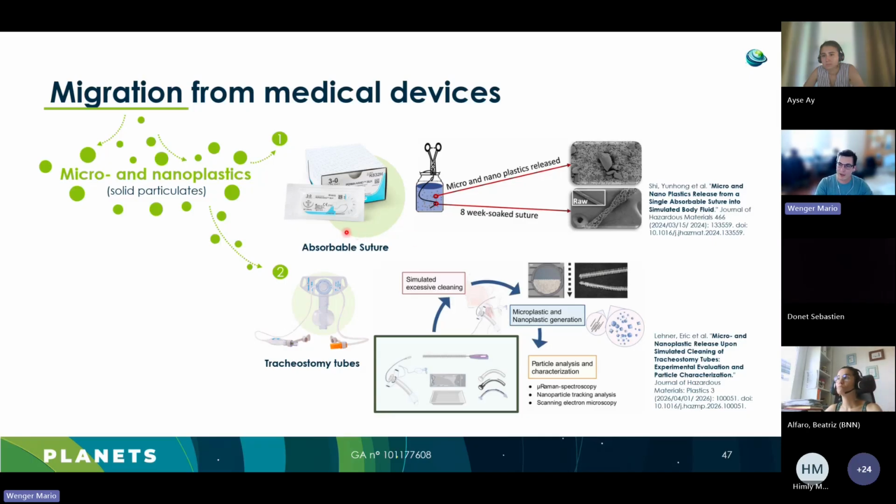So for example, here we have an absorbable suture, and this was soaked for 8 weeks in artificial body fluid. And we can nicely see here an electron microscopy picture where we can see released microplastic and nanoplastic particles. Then another study was about tracheostomy tubes, where they cleaned them excessively, and they also saw that a lot of microplastic is released, and this is at the end ending up in our bodies.